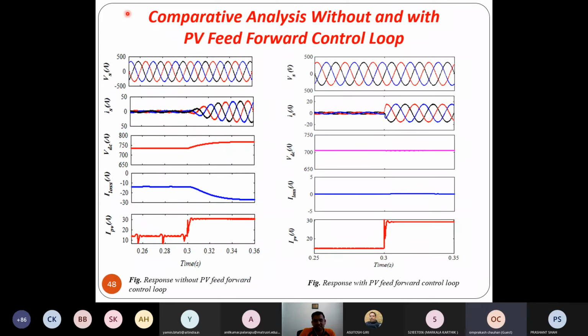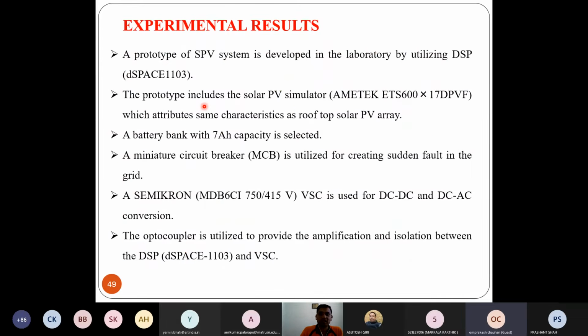Okay, and these are the comparative performance under PV feed forward loop. So here at 0.3 second we can observe grid current is balanced immediately. However, this grid current is oscillating and reaches a steady state after 0.34 second. So this is the advantage of having PV feed forward, and if you are not having it, what would be the disadvantage of that particular system?